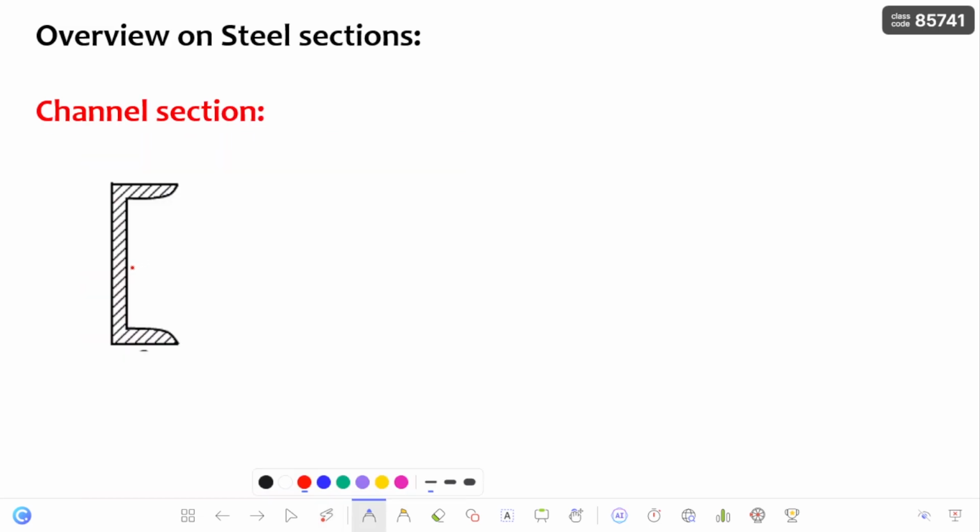Channel section. It is used in UDL applications with small bending capacity, and also as a secondary structural member because it does not have much flexural strength. Next, it is an ideal substitute for the I section when flexure is not critical, because, as I already explained in my previous video, if you cut the flange part from the I section, you get the channel section. So whenever flexure is not a critical element, you prefer this channel section so that you can save material. Next, it has good compatibility for connecting to other steel members also, and it is not suitable for heavy loads because it does not have much strength.